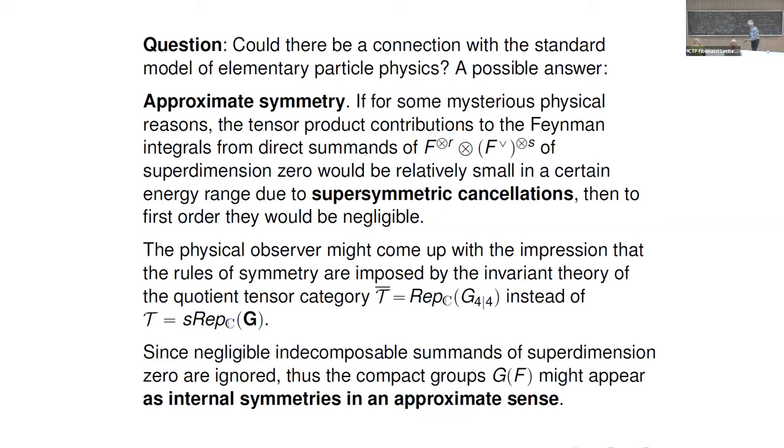So if, by some miracle, these Feynman integrals have the property that summands which are in the kernel have lower contribution asymptotically, depending on energy range, they are suppressed at least to first order. You might come up with the impression that these groups rule the Feynman integral. The truth is more complicated, of course, but an asymptotic expansion could happen. And this is a typical thing: supersymmetry might produce cancellations. I have no idea whether this happens in these integrals.